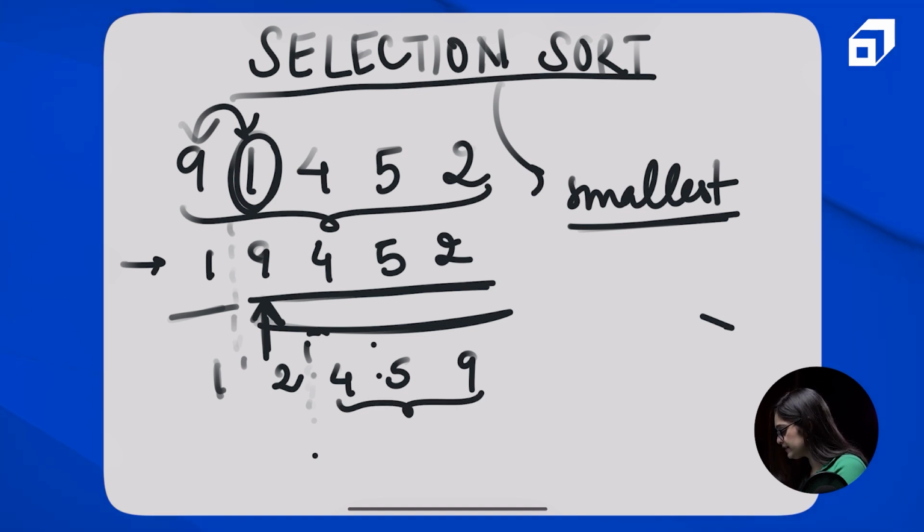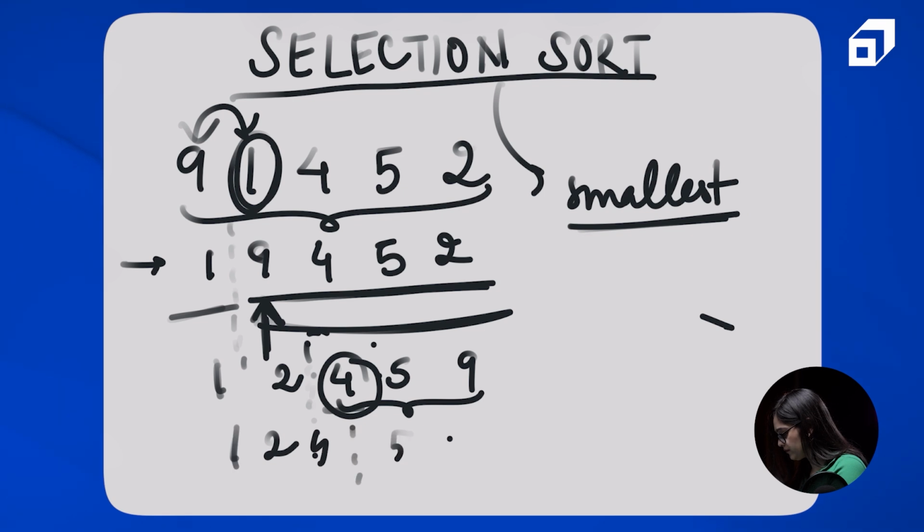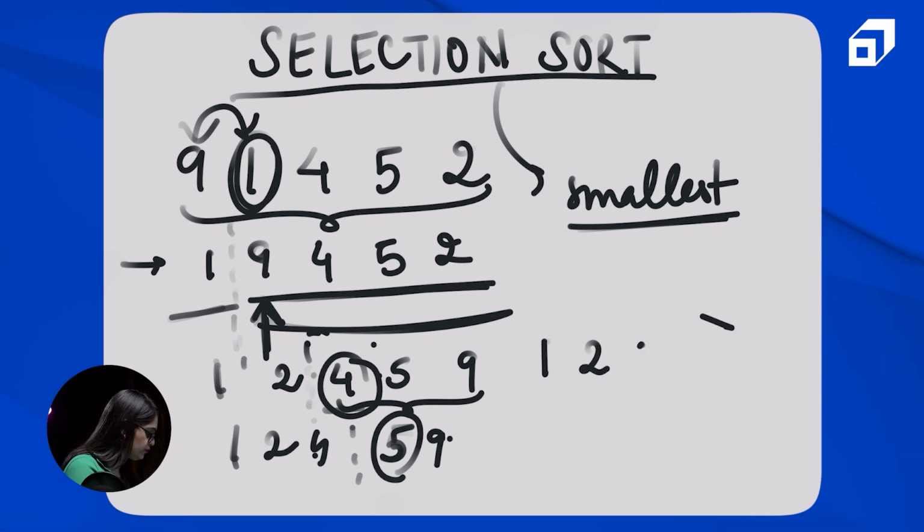We'll pick up the smallest element, which is 4. And it's already at its correct position. So let's move on to the next iteration. Now the array till 1, 2, 4 is sorted. We'll go over 5 and 9. We pick up the smallest element, which is 5. It's already sorted. So that's also done. So we'll say 1, 2, 4, 5, 9.